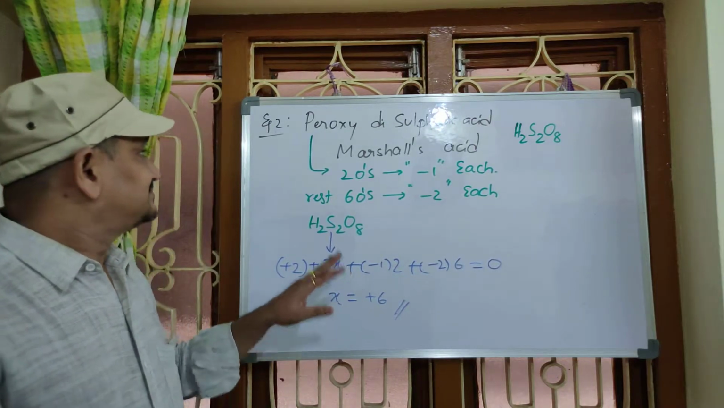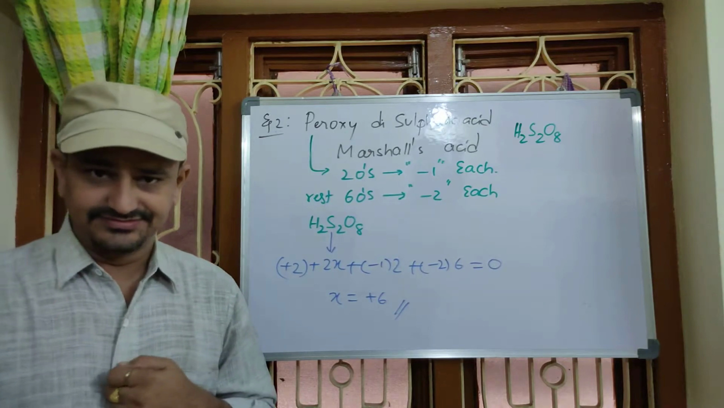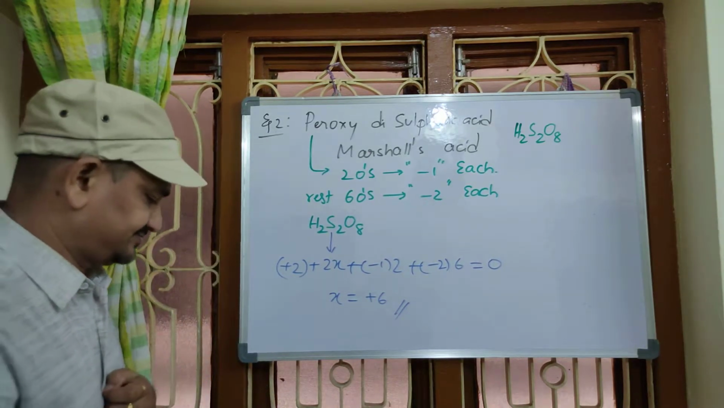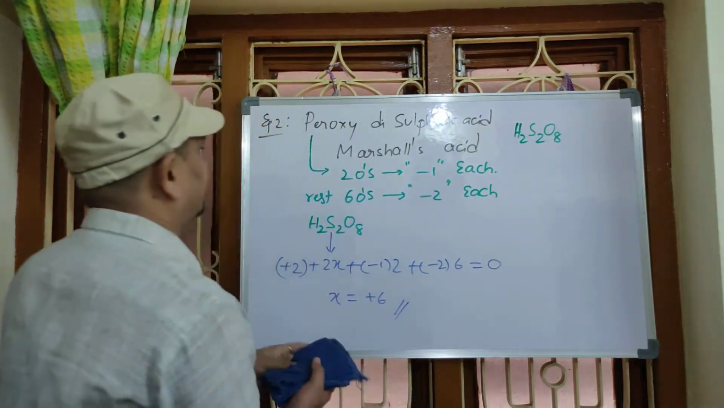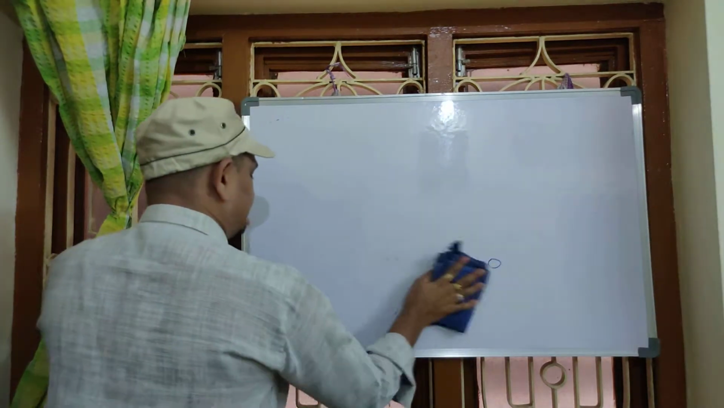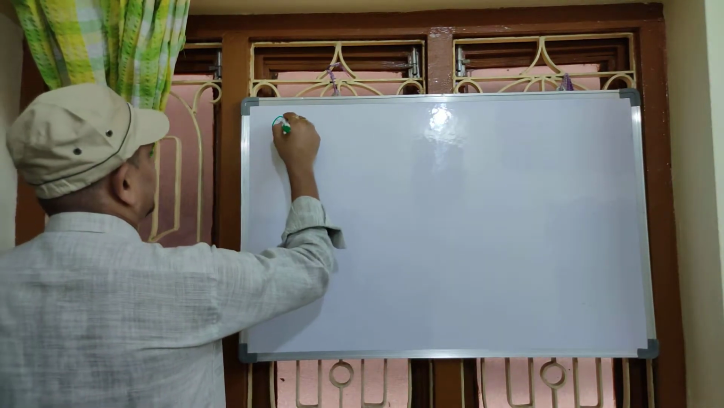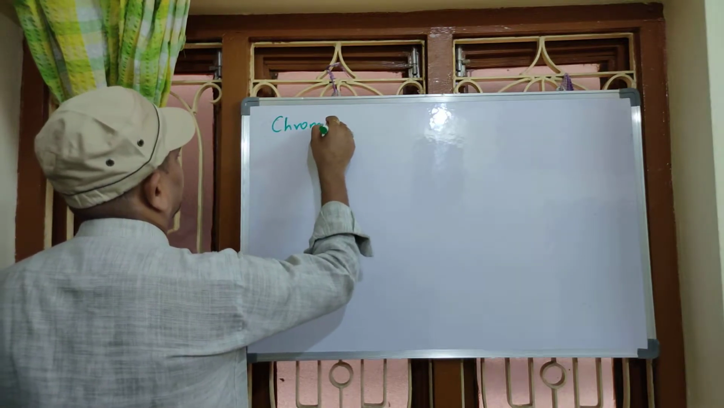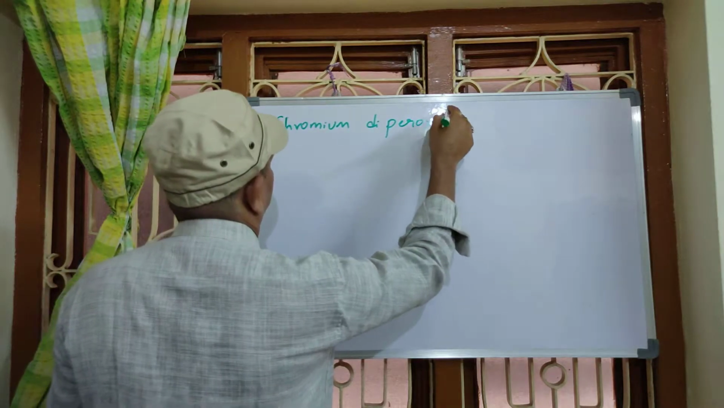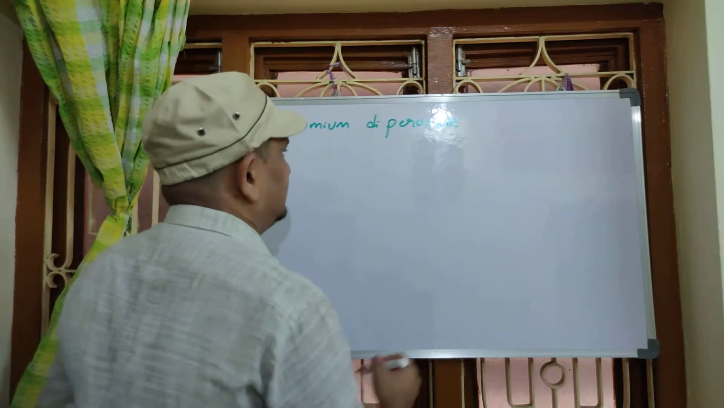Understood? So this peroxy or per prefix must always be considered. Is that clear? One more example. Let us solve one more example for this peroxy prefix. That is chromium diperoxide. What's the next example? Chromium diperoxide.